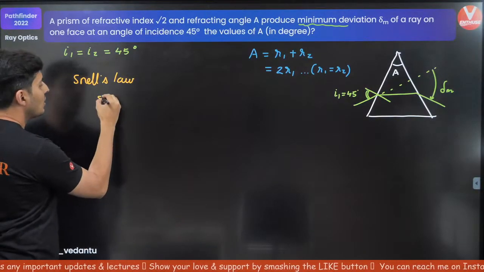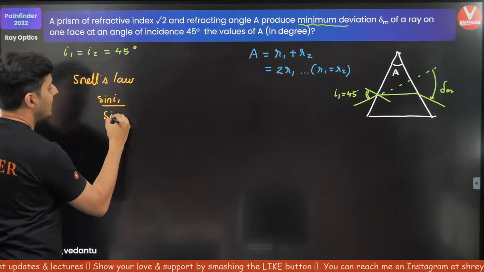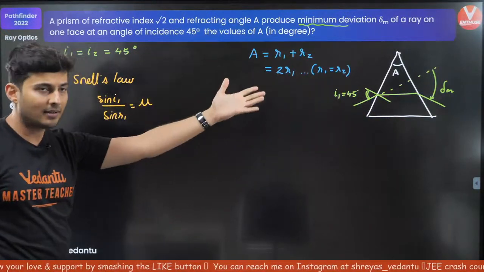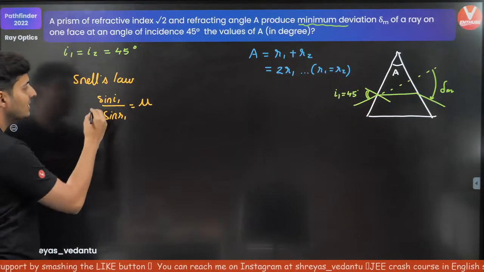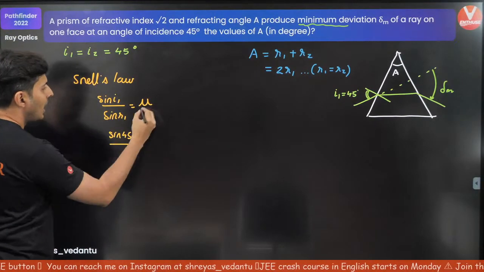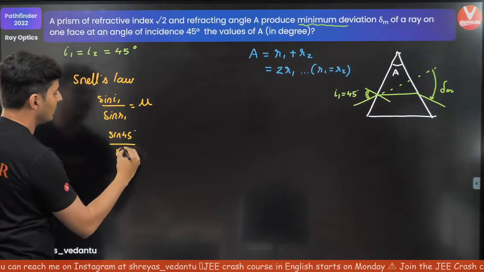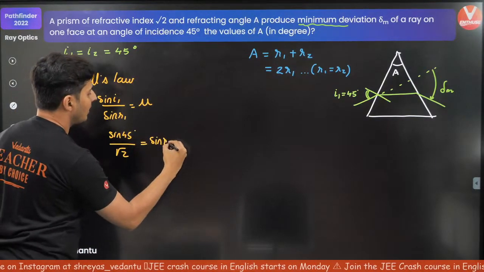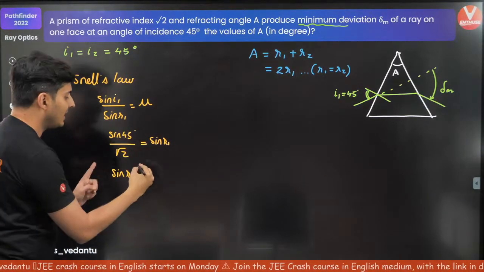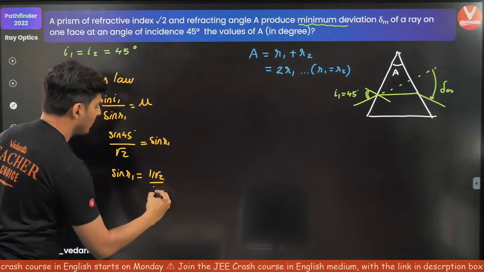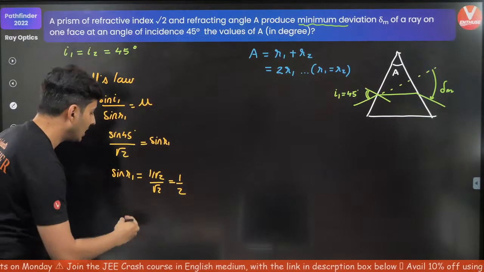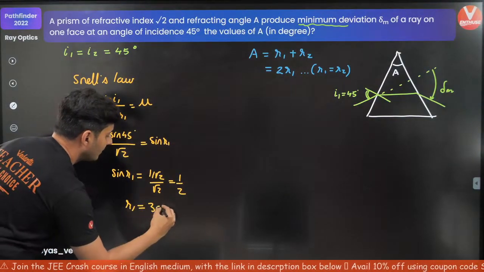If you use Snell's law, you will get sine of I1 by sine of R1 is mu. Correct? Incident and refracted sines ratio, you should get the refractive index. Sine I1 is sine of 45, and mu comes below, mu is √2, equal to sine of R1. Therefore, sine of R1 will be 1 by √2, 1 by √2 by √2, which is nothing but 1 by 2. Whose sine is half? Sine 30. So therefore, R1 is nothing but 30 degrees.